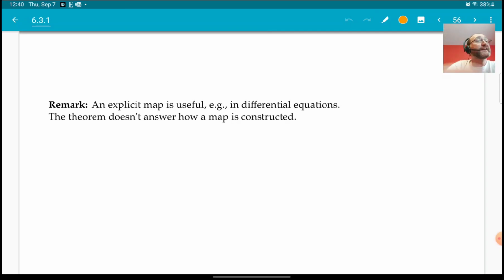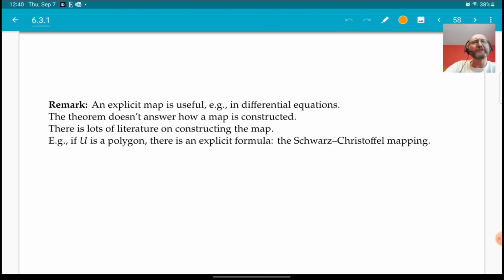So there's actually lots of literature on constructing these maps. For example, if you use a polygon, there's an explicit formula. It's a little nasty, but there's an explicit formula for what the mapping is. So for lots of specific domains, people have constructed explicit formulas. So that's how I got the picture in the beginning, right?